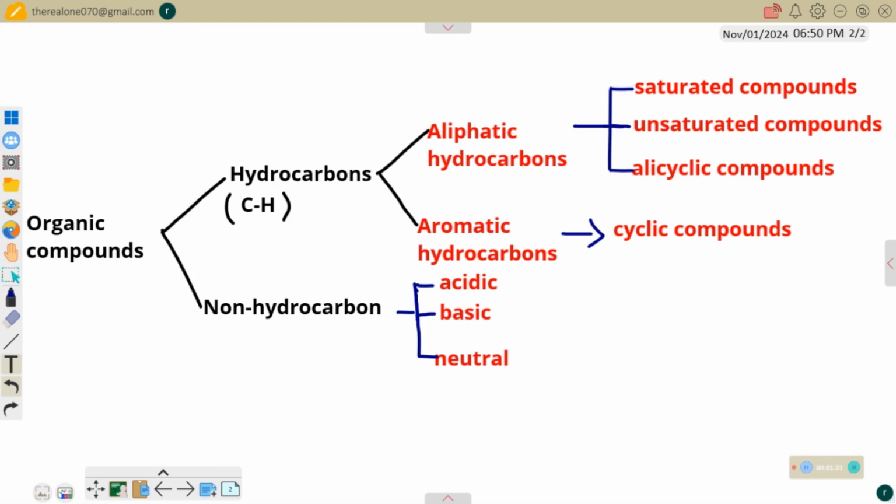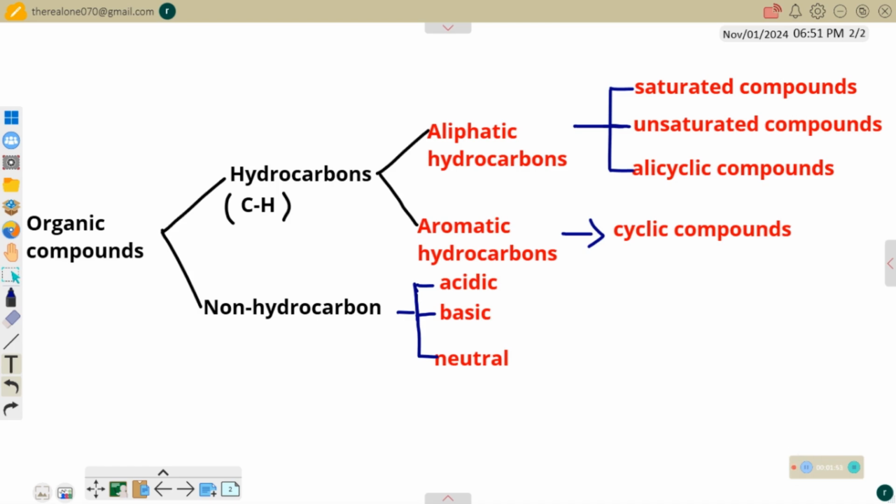While the non-hydrocarbons contain other elements other than carbon and hydrogen. That is, including the carbon and hydrogen, we still have other elements attached to the carbon-hydrogen bond. The elements can be oxygen, nitrogen, sulfur, etc.